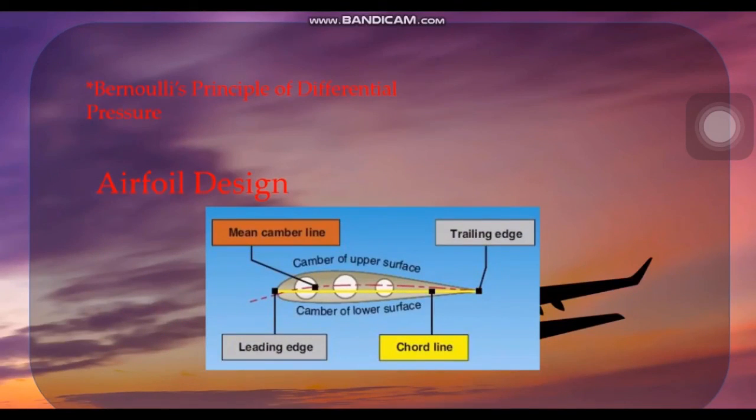Bernoulli's principle of differential pressure. Bernoulli's principle states that as the velocity of a moving fluid increases, the pressure within the fluid decreases. This principle explains what happens to air passing over the curved top of an airplane wing. Airfoil design has the parts: chord line, mean camber line, leading edge, and trailing edge.